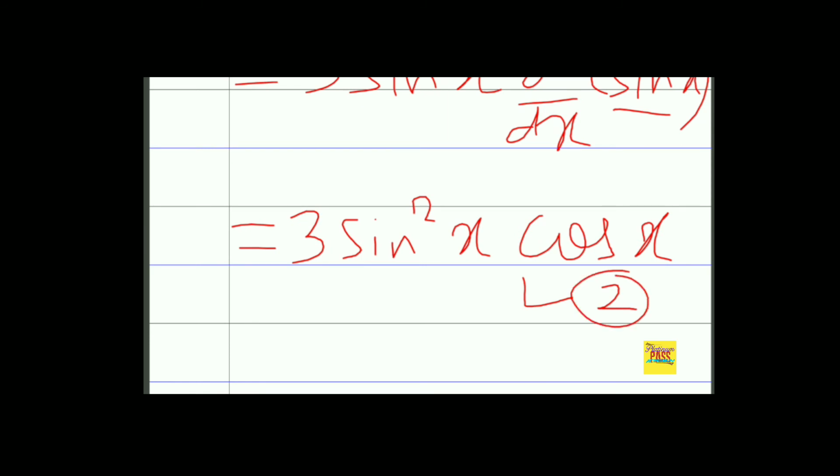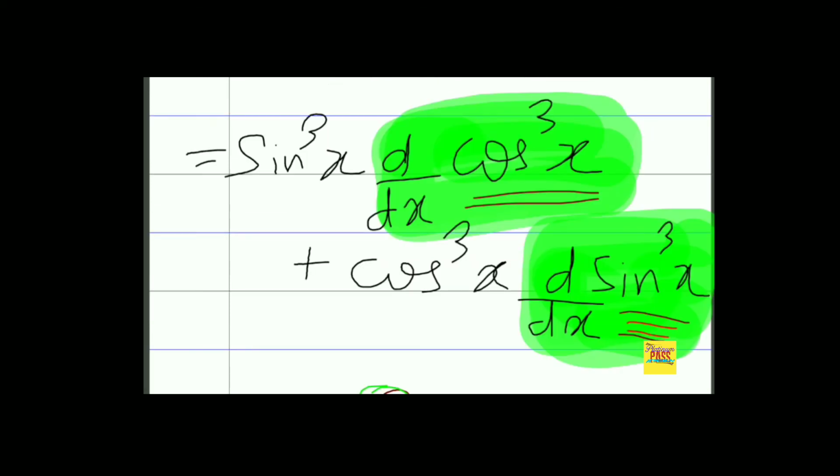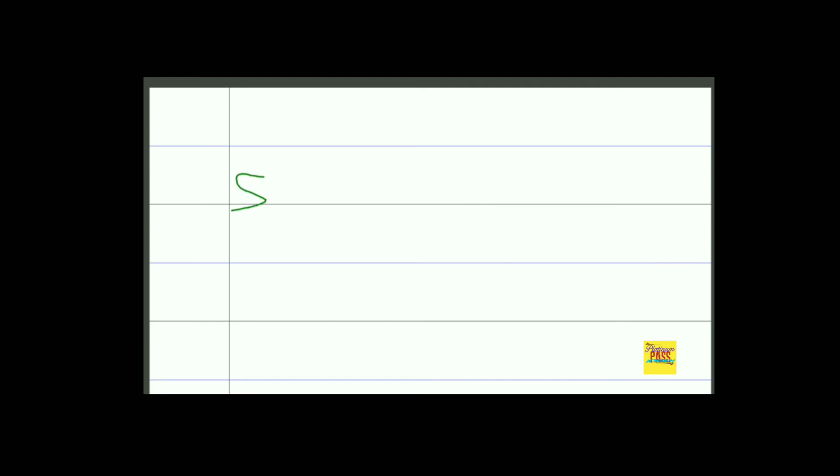Now I will put this one in this equation. So differentiation of cos x is, this one is defined by 2 and this one by 1. Now I am going to put the answer of this one and this one. First of all, I will define sin cube x as a, I have let this as a.